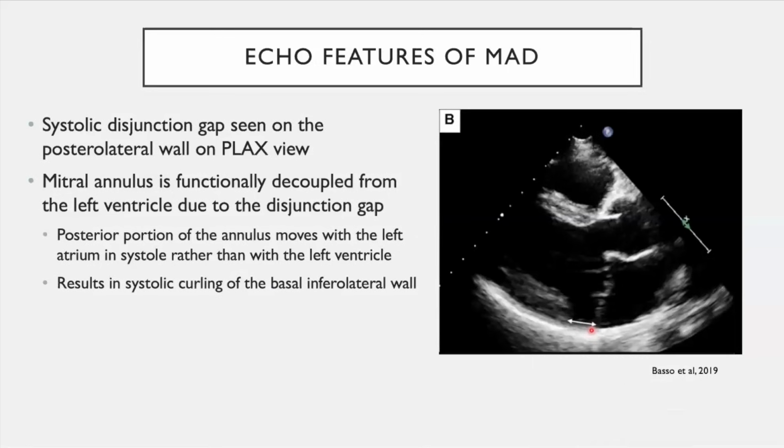So looking at some echo features of mitral annular disjunction, the systolic disjunction gap is best seen on the posterior lateral wall of the parasternal long axis view. It's usually seen on this view as the anterior part of the mitral valve annulus is protected by the aortomitral continuity, so there's much more structure keeping it in place there. As I mentioned, the mitral annulus functionally becomes decoupled from the left ventricle due to this disjunction gap. The posterior portion of the mitral valve annulus moves more with the left atrium in systole rather than the left ventricle, and this can result in systolic curling of the basal inferolateral wall, which I have some examples of.